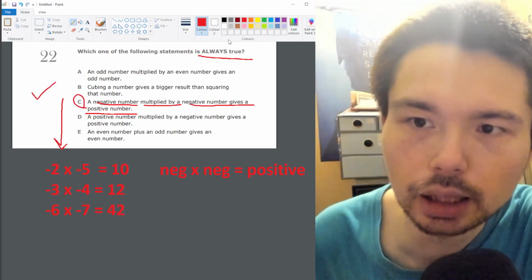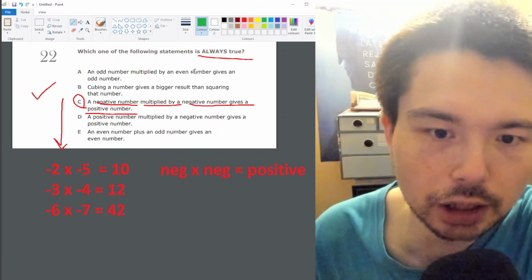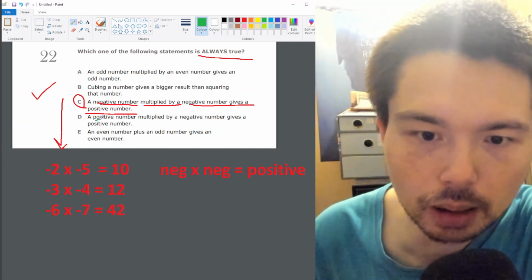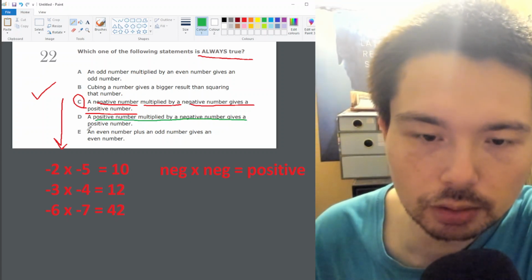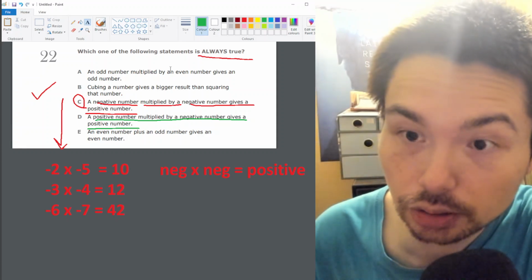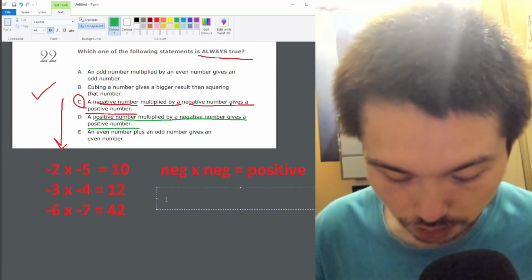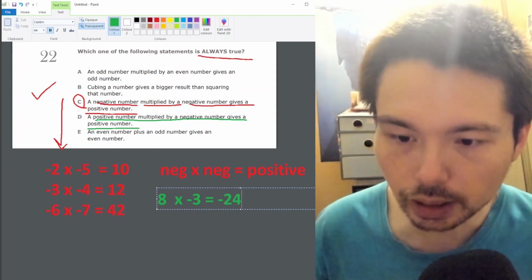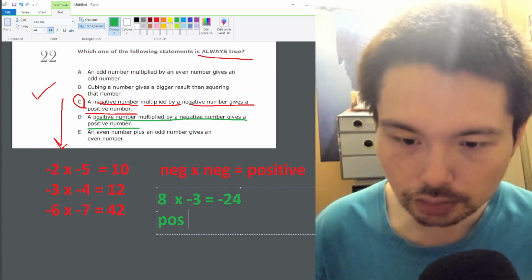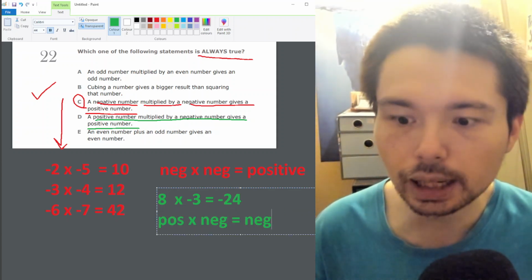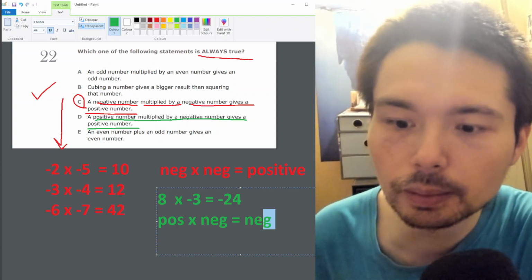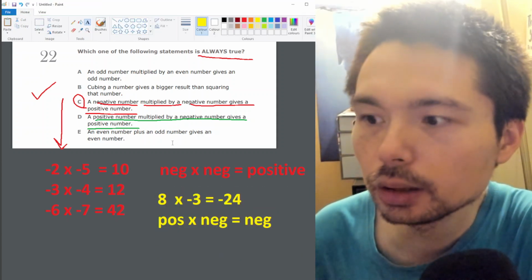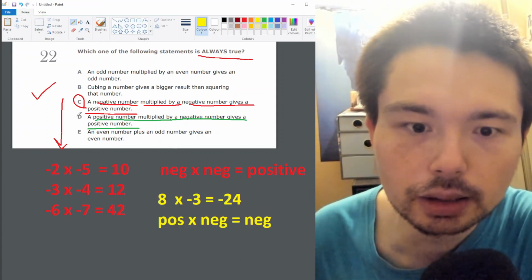Now I'm going to check the others just to make it more educational for you guys. A positive number multiplied by negative gives positive. Well, hang on, let's just pick an example. 8 is a positive number. I'm going to times it by -3. Now, what's the answer? -24. Because positive times negative is still negative. Let me make that light green. Now, let me make it yellow. There we go. So, really, D is wrong.